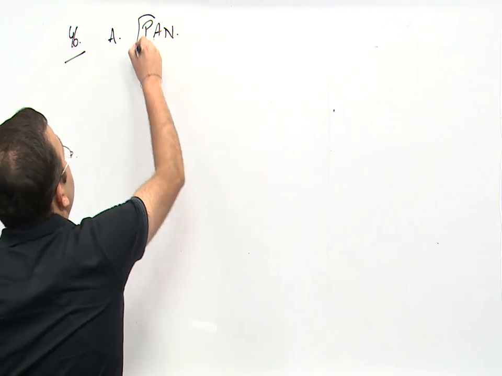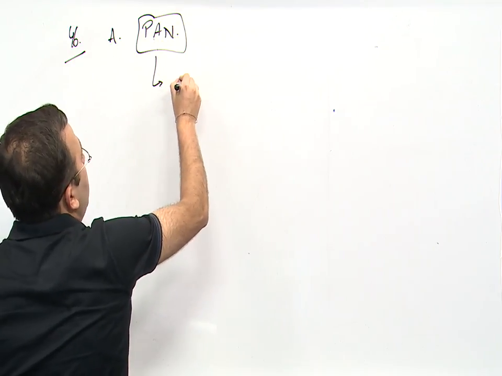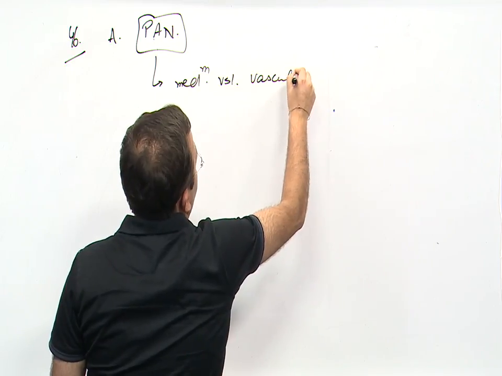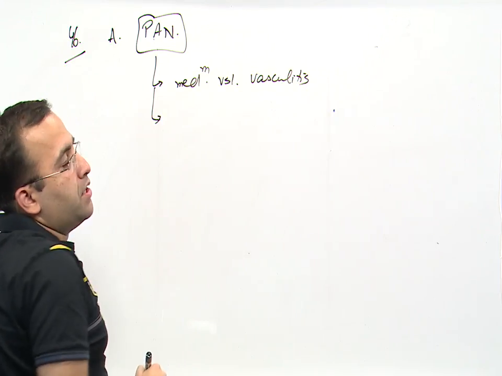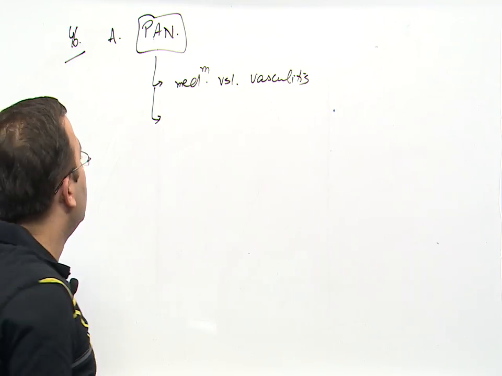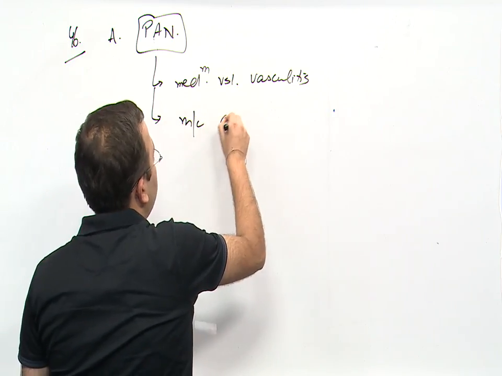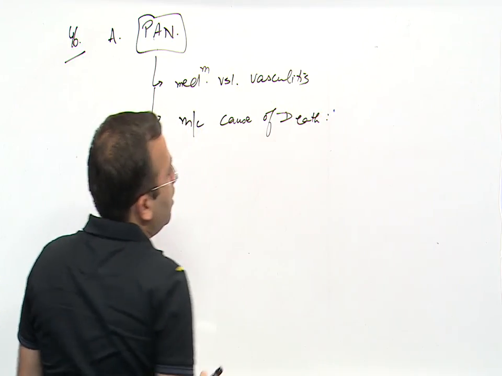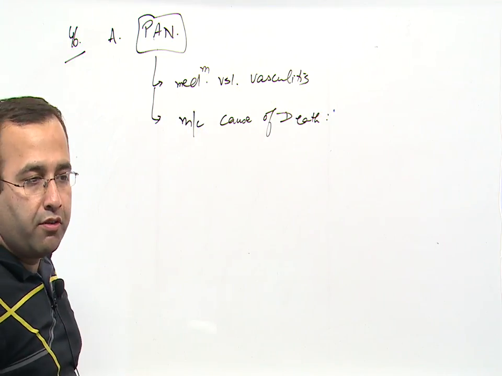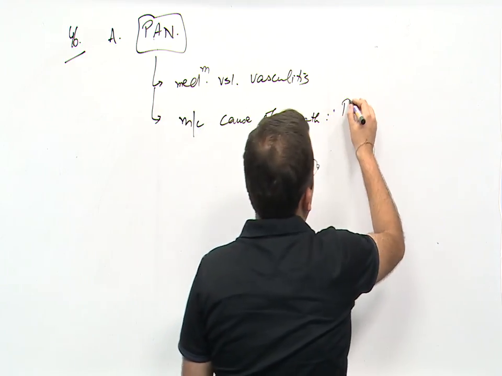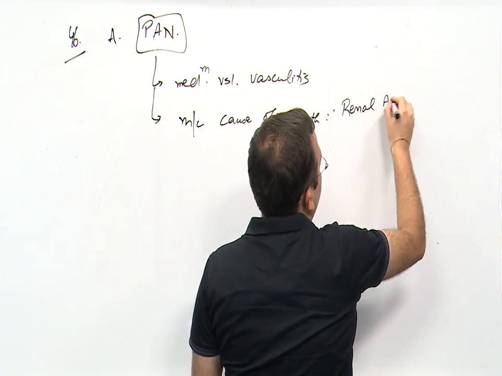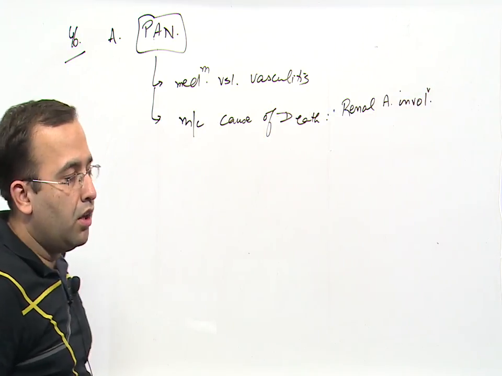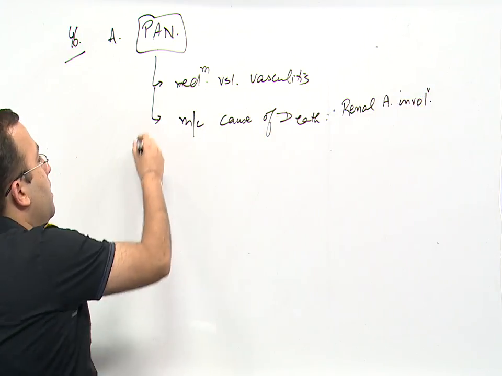Polyarteritis nodosa, let us see a few points with this. You already know it is a medium vessel vasculitis. Next point, most common cause of death, it is renal artery involvement.